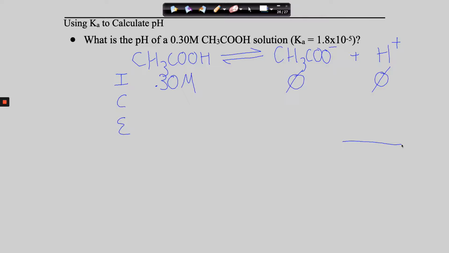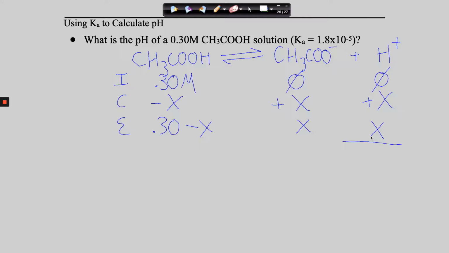Well, guys, what we know is this. When we make this vinegar solution, some of this is going to break apart. We're going to call that X. And when that breaks apart, we're going to pick up X of this, and we're going to pick up X of this. Now, guys, let's bring this together and fill out our bottom row. This is 0.30 minus X. This is X. Hey, that's X. And if we can find x, we can take the negative log of x and we can get the pH.